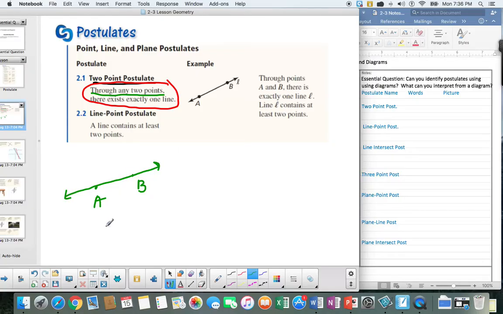Okay, so in other words, this is ridiculous what I'm about to write, but there's no way you can draw another line through those 2 points, because that's what would happen, something crooked. So that doesn't make sense.